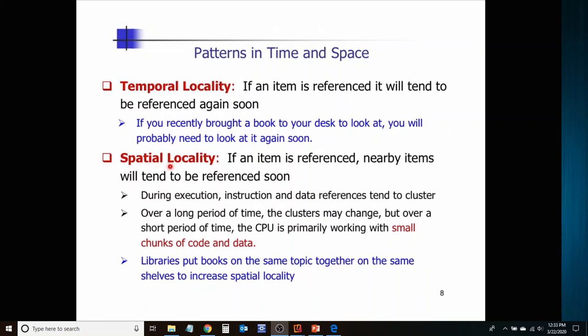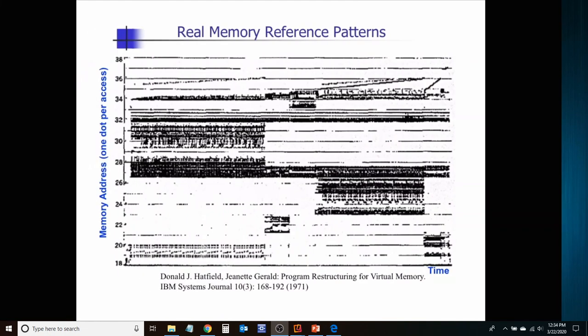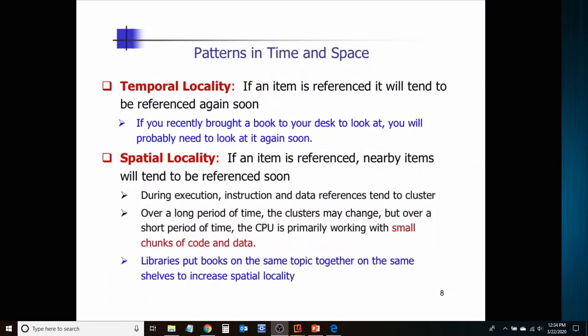The second locality is spatial locality, which has to do with the correlation with respect to memory addresses. If an item is referenced, then nearby items will also tend to be referenced very soon. During an execution of a program, instructions and data references tend to cluster, as we saw in the real diagram. Over a long period of time, the clusters may change, but over a short period of time, the CPU is primarily working on small chunks of code and data. Chunk 1, chunk 2, chunk 3, and so on. And in terms of our library example, the libraries put books on the same topic together on the same shelves to increase spatial locality.